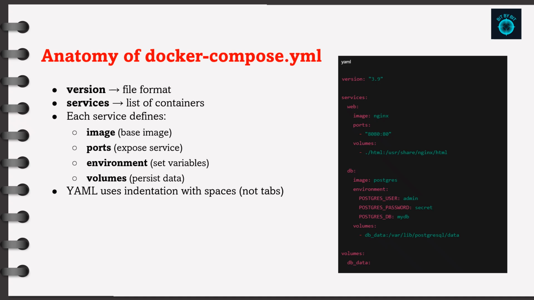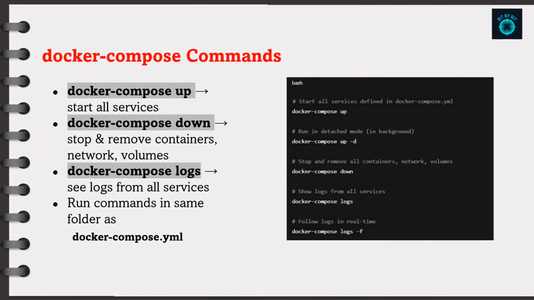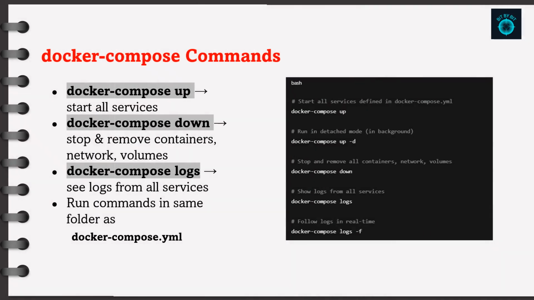This example shows almost all the common parts of a compose file: version, services, image, ports, environment, and volumes. Docker compose commands. Once you have a docker-compose.yml file, you control everything with a few simple commands. First, use docker-compose up to start all services. This will read the file, create the network, start the containers, and connect them.